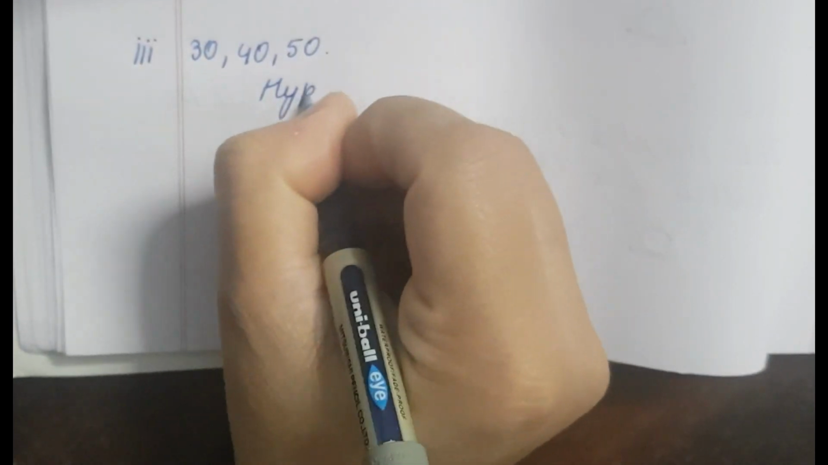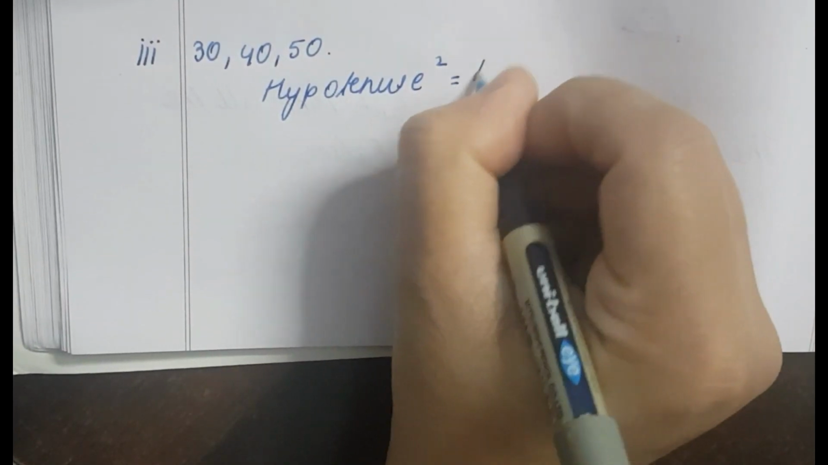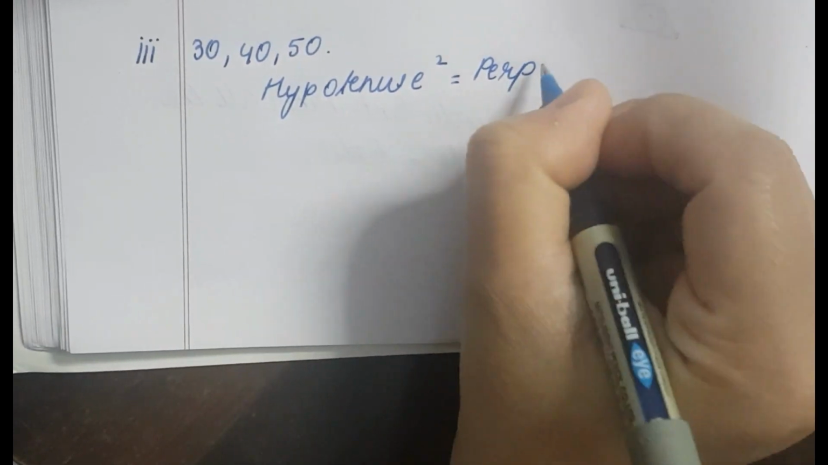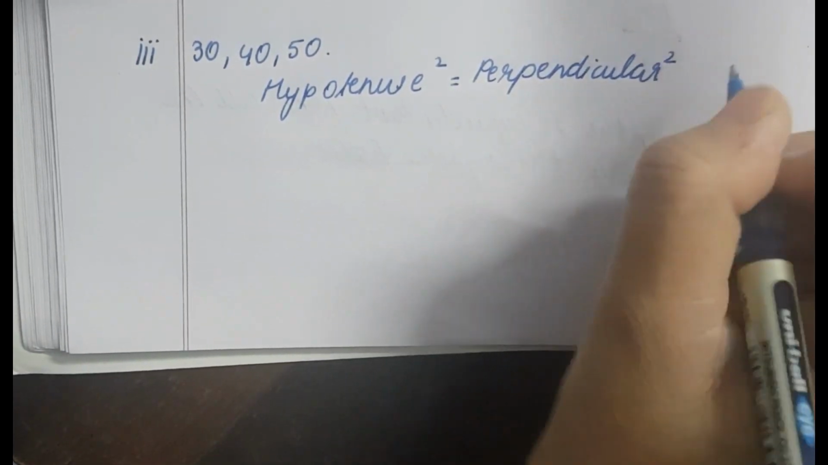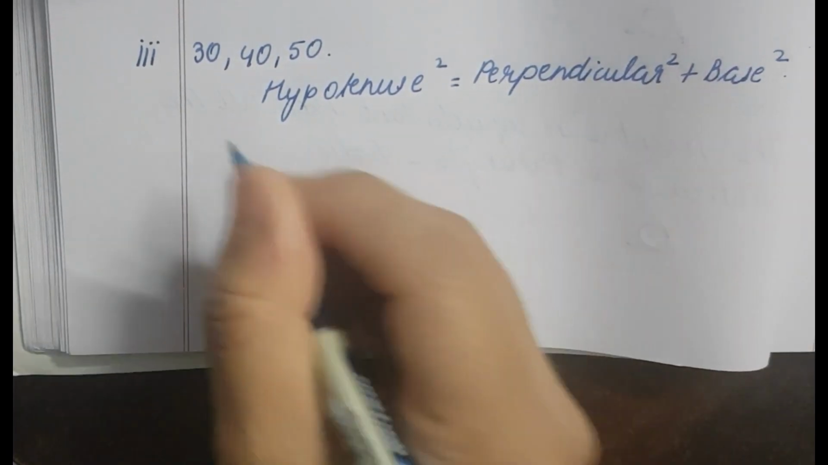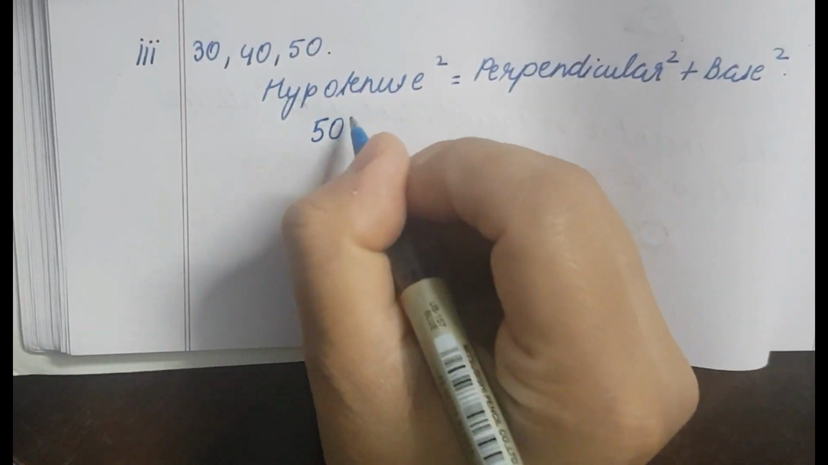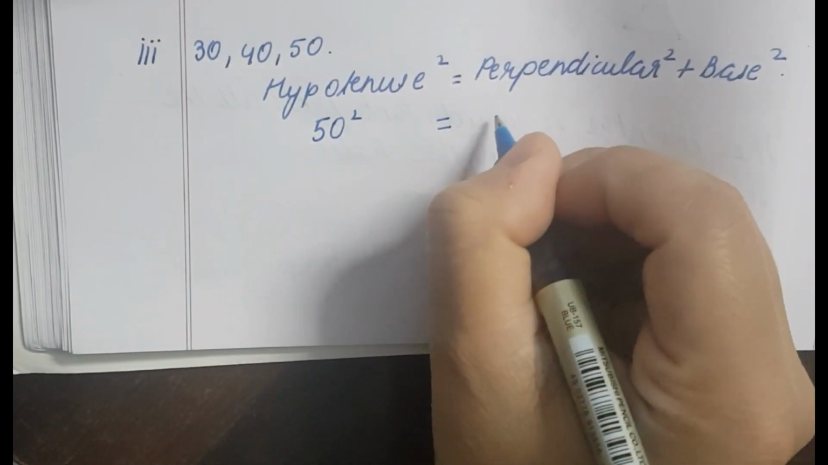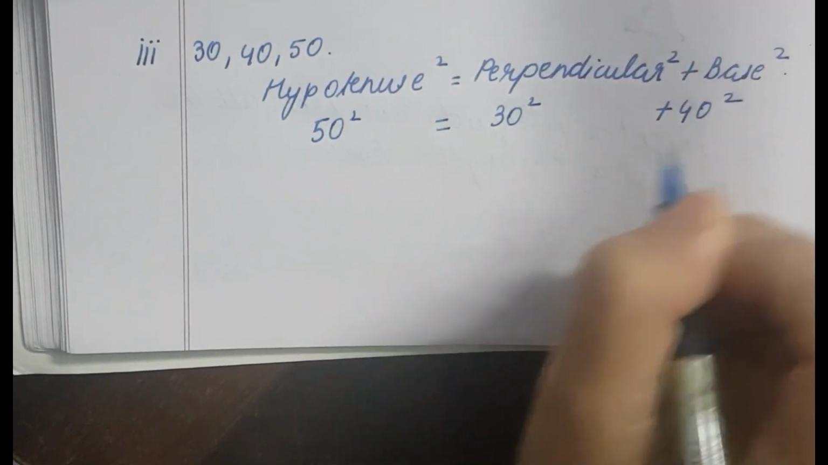30, 40, 50. So same formula, hypotenuse square is equal to perpendicular square plus base square. So hypotenuse, the longest side, 50, the biggest number, is equal to 30 square plus 40 square.